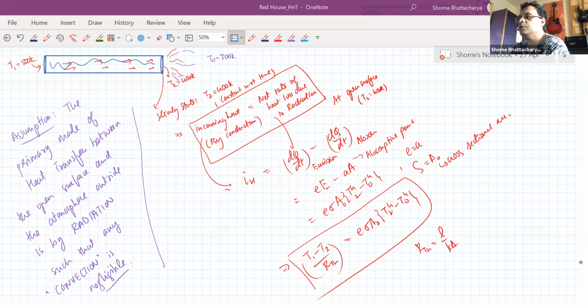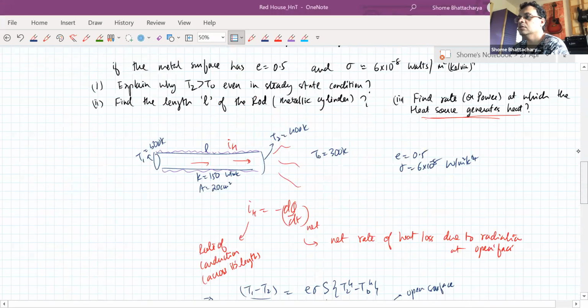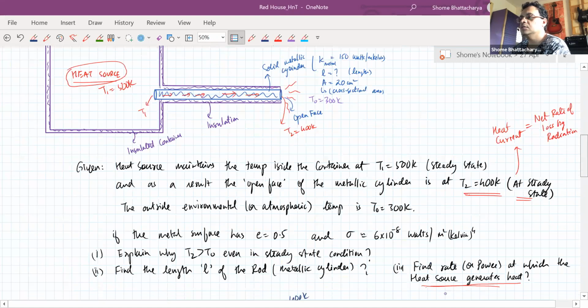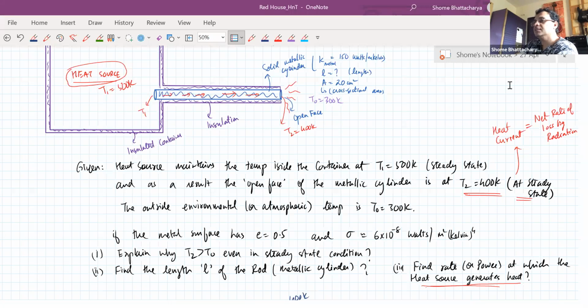All right, anybody got the answer to the second part of the question? I'm just taking you back to the question. Rather the third part, but the first part was just theoretical. Anybody got the answer to this third part? So the rate at which the heat source is pumping heat is nothing but the rate of heat conduction itself, which is equal to the net rate of heat loss by radiation. Okay, Aman, I will check your answer.